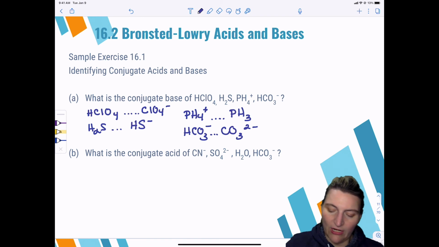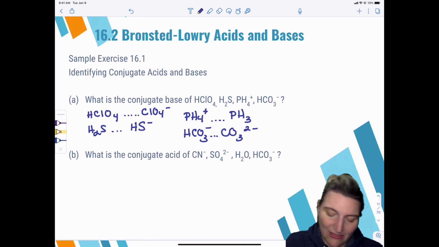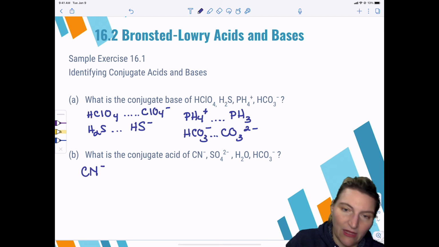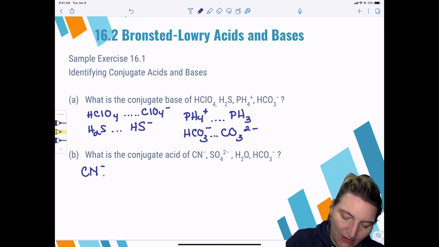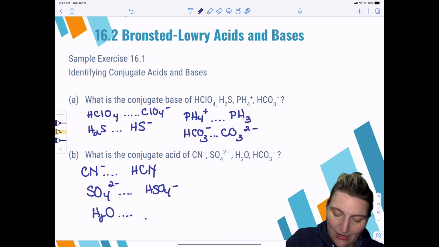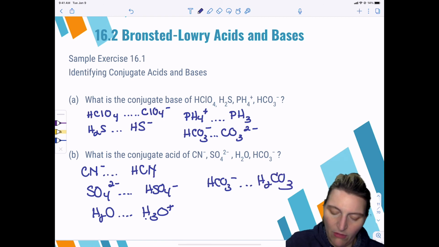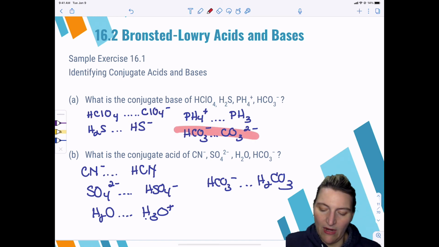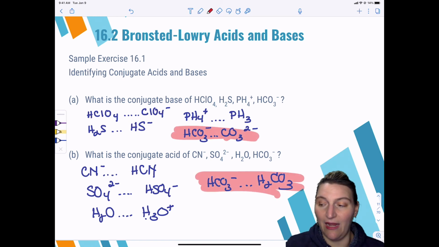And then what is the conjugate acid of these guys? Well, that means that they're bases. So the conjugate acid is this plus an H plus. What does it become after it gains an H plus? The cyanide ion becomes HCN. SO4 2 minus becomes HSO4 minus. H2O, after it gains a hydrogen, becomes H3O plus, and HCO3 minus becomes H2CO3. And this is another great example, right? Here it's acting as both an acid and a base.